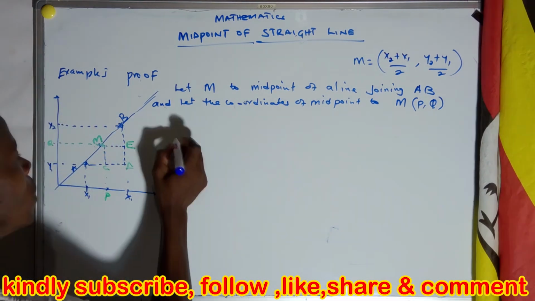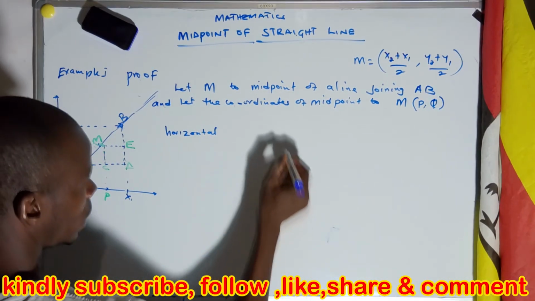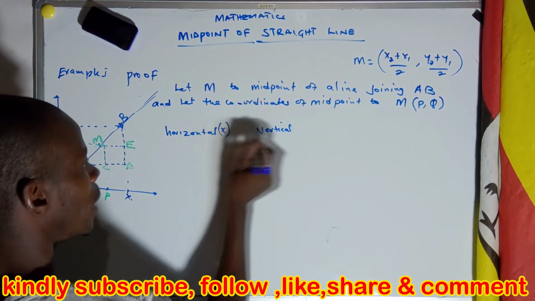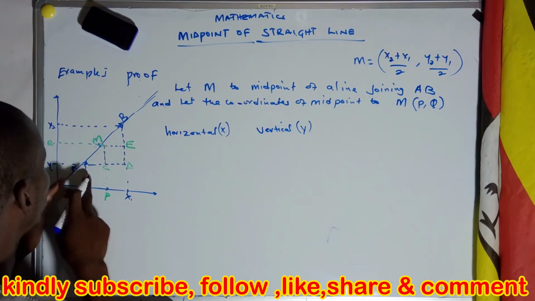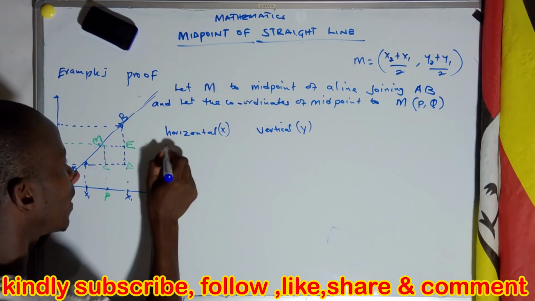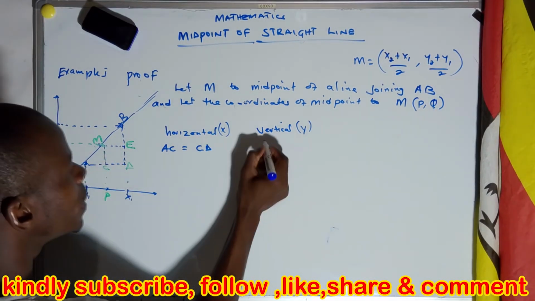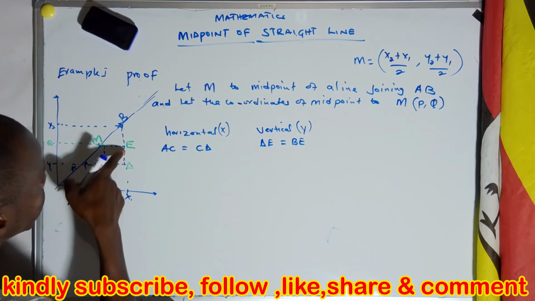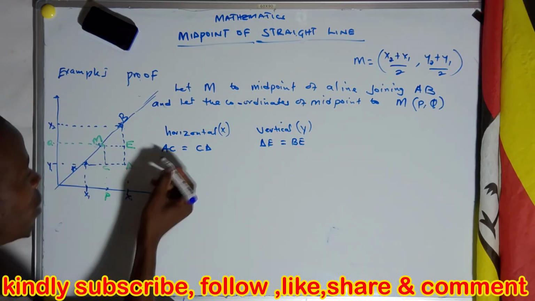Let's start with the horizontal. We first look for horizontal and vertical. Here we put vertical, X axis. This is Y axis. We come here to AC. AC is equal to CD. Then DE is equal to BE. So from here up to here is the same as from here up to here. So we start here. How do you get AC?